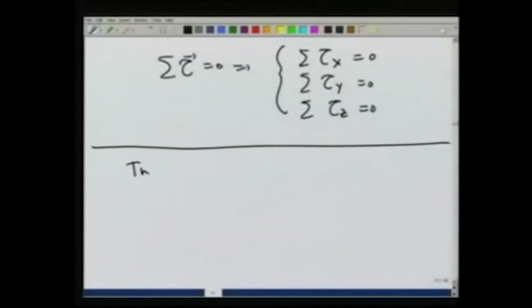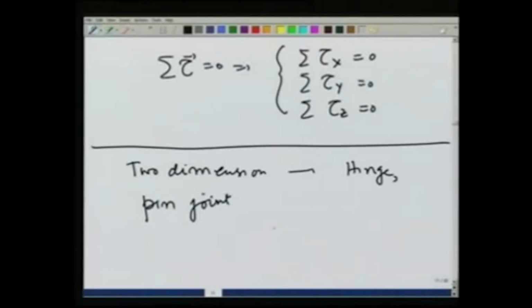Thus, remember in 2 dimensions there was a hinge or a pin joint, which was like this, and it was capable of applying a force in x and y direction. Sometimes they are given as reactionary forces R x and R y.